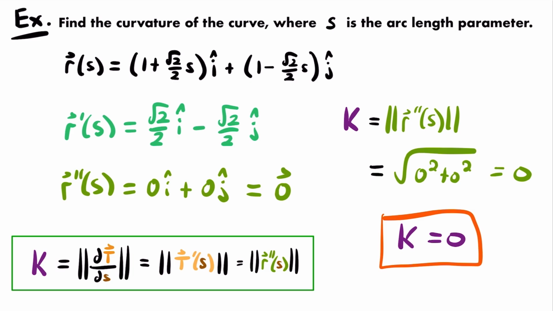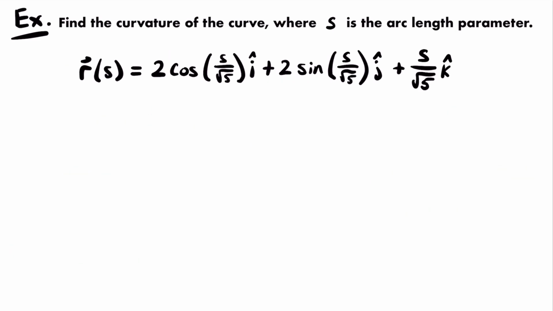Okay, let's take a look at another example. Here we once again want to find the curvature of the curve where s is the arc length parameter. And our vector function r of s is equal to 2 times cosine of s divided by the square root of 5 times i, plus 2 times sine of s divided by the square root of 5 times j, plus s divided by the square root of 5 times k.